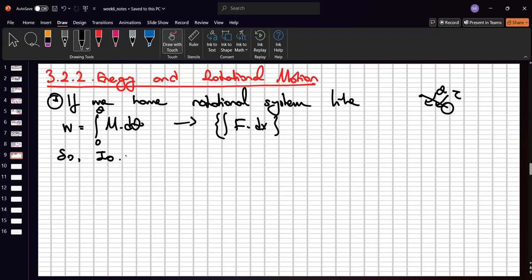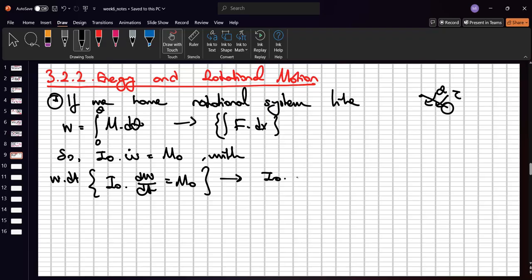So, you can write the I0 times W dot is equals to what? The M0 with to what? Just remember the previous example. We multiply the W times dt both sides, and so this equation is multiplied with the W dt. W is the angular frequency. I0 times dW dt is equals to the M0, it's the total moment, and then just remember that the I0 W dW is equals to what?